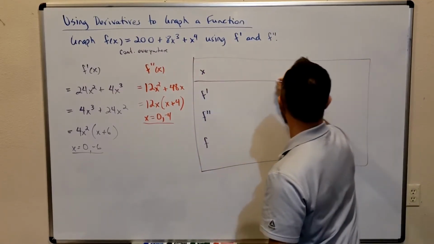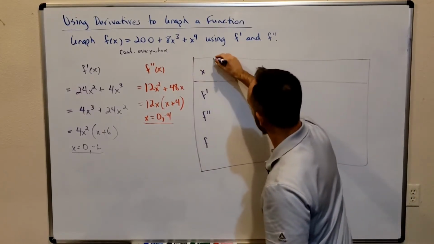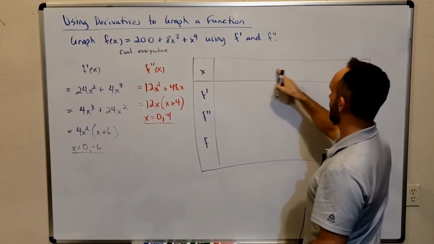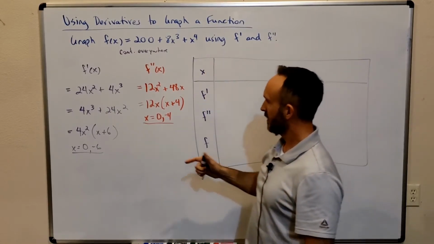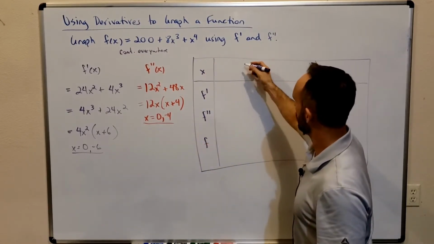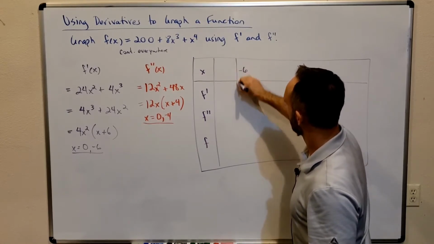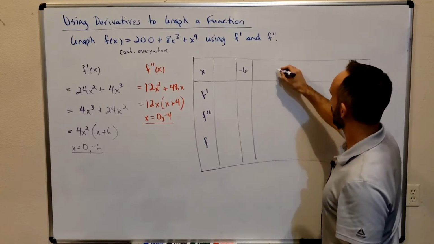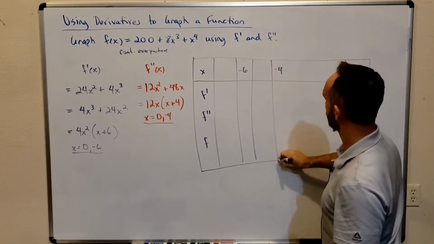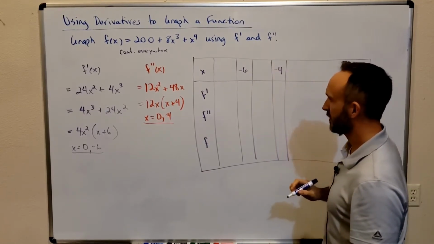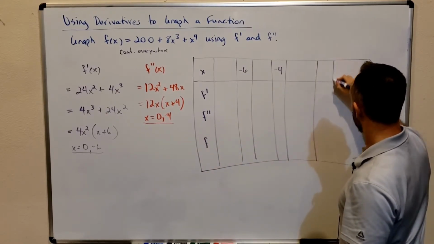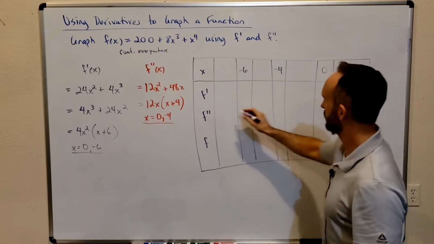I'm going to begin by cutting my x number line at the critical values. Negative 6 is the first one. X equals negative 6. Negative 4 is the next one. X equals negative 4. And then 0 is the next one. Okay?